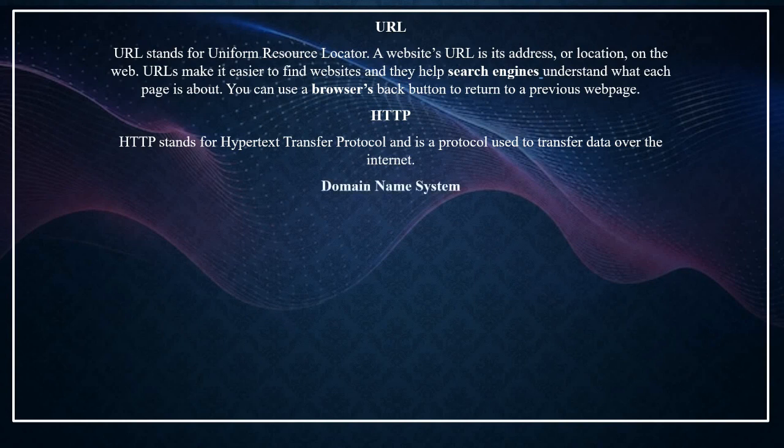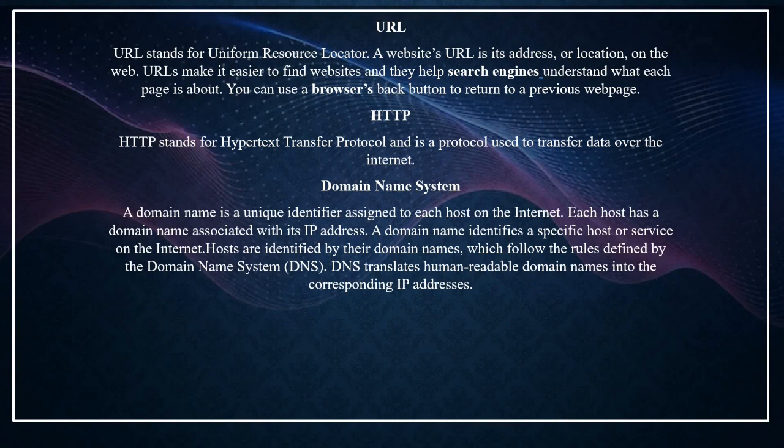Domain name system. A domain name is a unique identifier assigned to each host on the internet. Each host has a domain name associated with its IP address. A domain name identifies a specific host or service on the internet. Hosts are identified by their domain names, which follow the rules defined by the domain name system. It's DNS. DNS translates human readable domain names into the corresponding IP addresses.